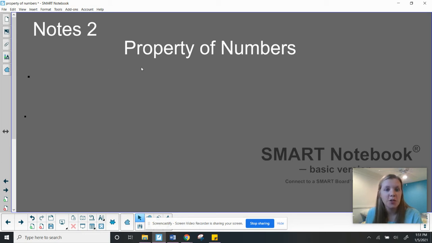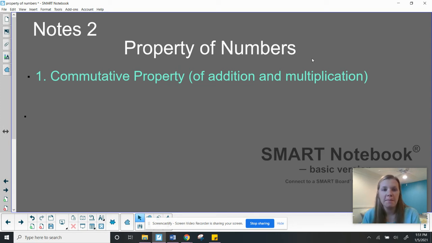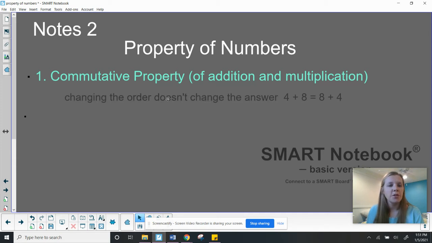So, notes 2 called properties of numbers, and the first vocabulary word is the commutative property. There's the commutative property of addition and the commutative property of multiplication. Instead of having you write it out twice, I just put it together, but it's actually 2 separate properties, one for addition and one for multiplication. What the commutative property says is that changing the order doesn't change the answer. Changing the order for any addition problem or any multiplication problem is not going to impact the answer at all. It's not true for subtraction and division.